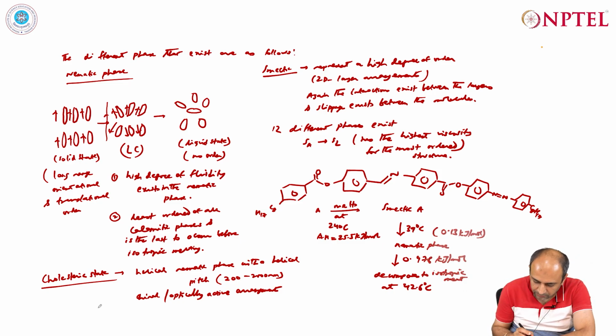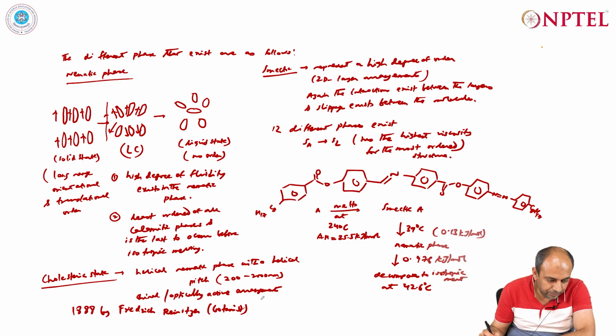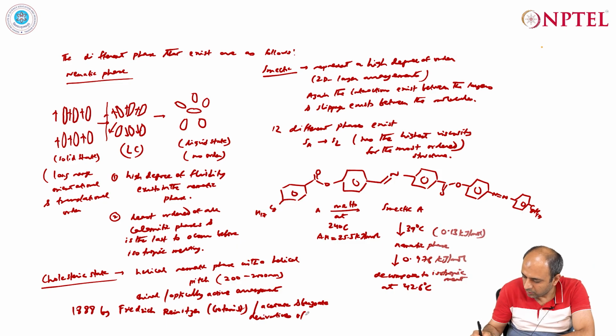And why this cholesteric state is very interesting is because the phenomenon of liquid crystal was first observed in 1888 by Friedrich Reinitzer, who was actually a botanist, in acetate and benzoate derivatives of cholesterol, and so these were named as cholesteric phases.